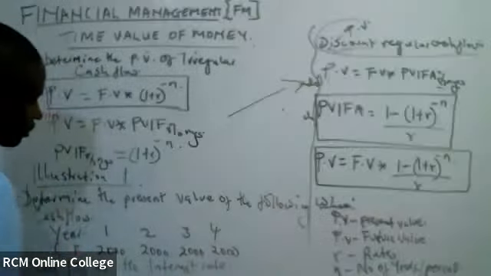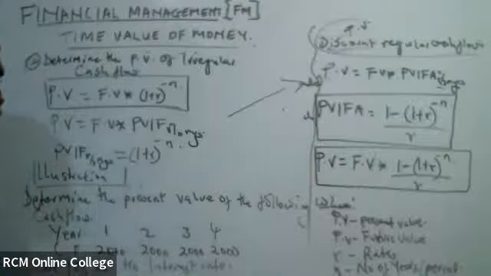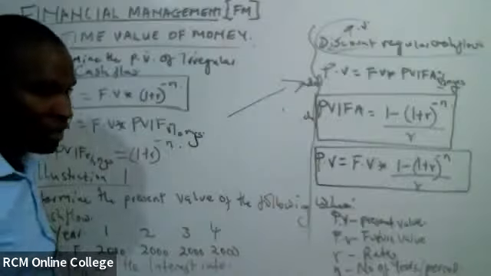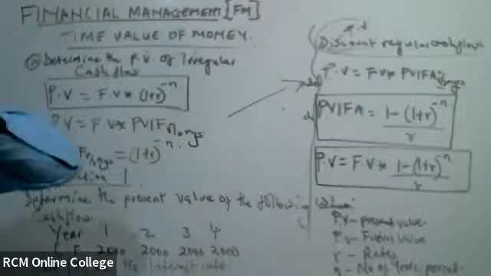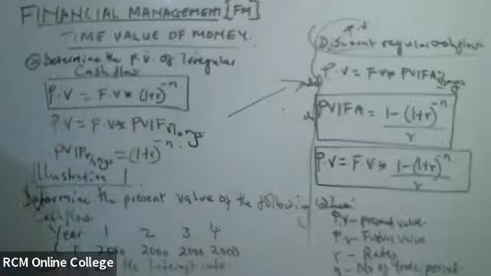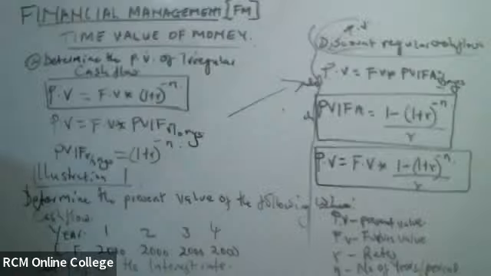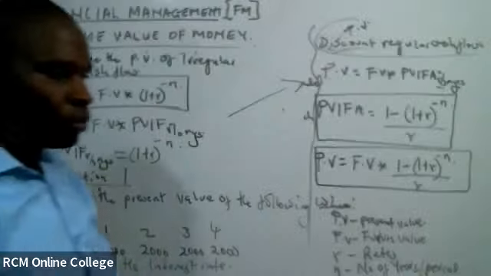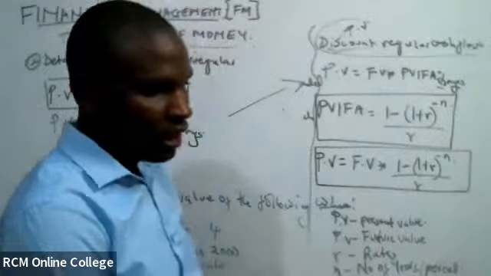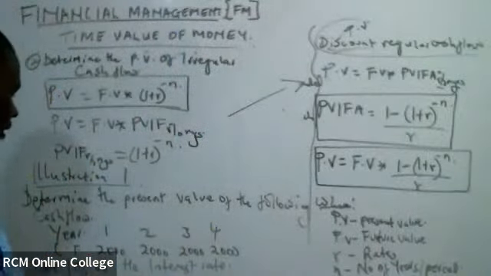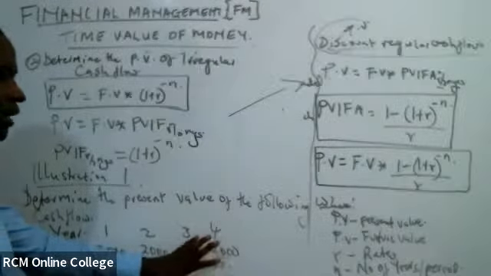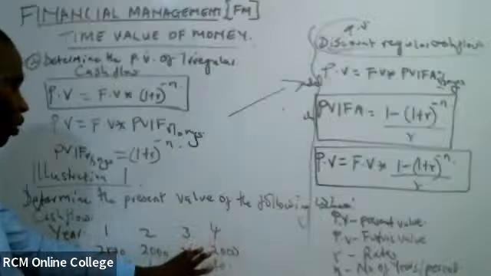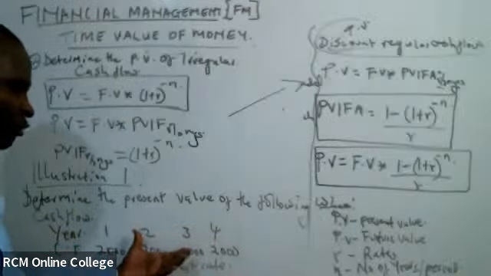Sasa nataka tu, I want somebody to tell me which type of cash flow do we have there? Kindly, someone. That is very good. I can see year 1, 2,000, year 2, 2,000. So they are not dancing. Our cash flow are not dancing. Therefore, these cash flow are regular cash flow.